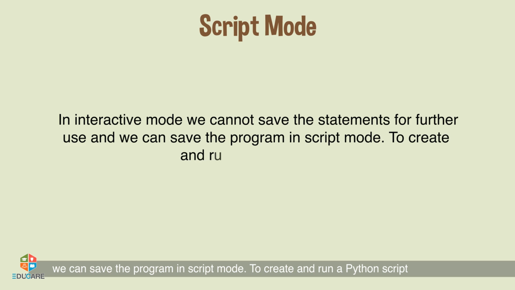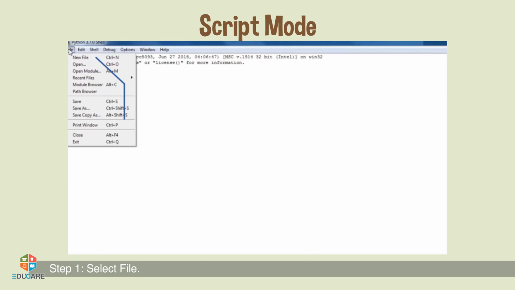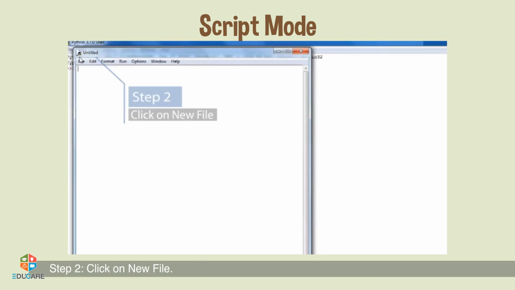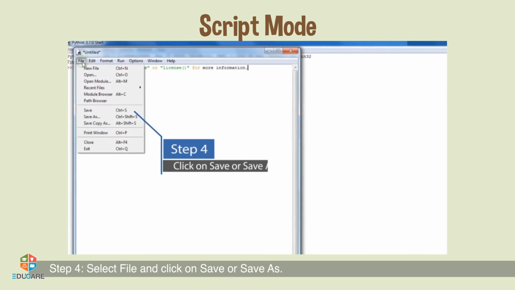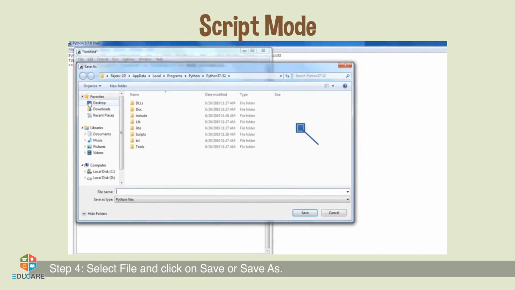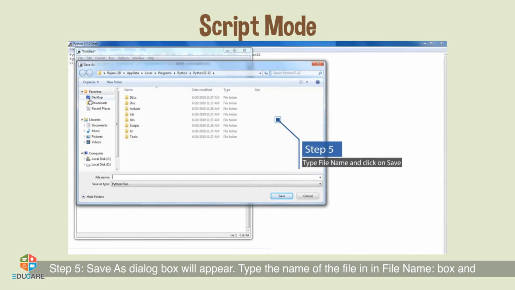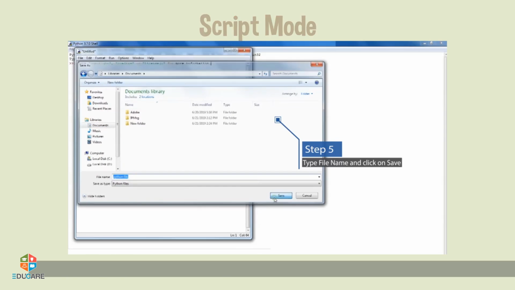To create and run a Python script, Step 1. Select File. Step 2. Click on New File. Step 3. Write the Python code as a function, that is, script. Step 4. Select File and click on Save or Save As. Step 5. The Save As dialog box will appear. Type the name of the file in the File Name box and click on Save.